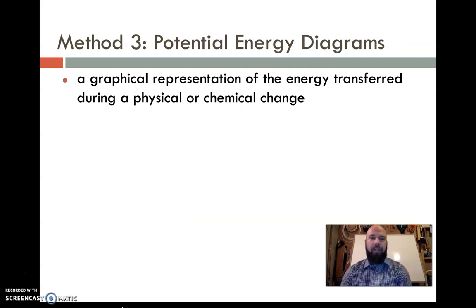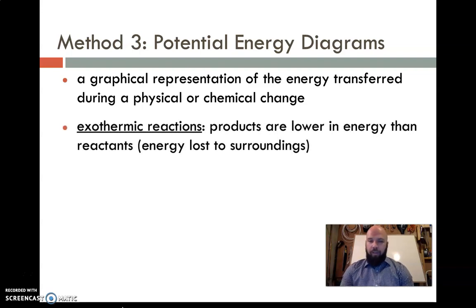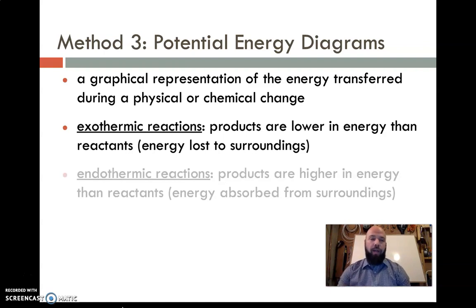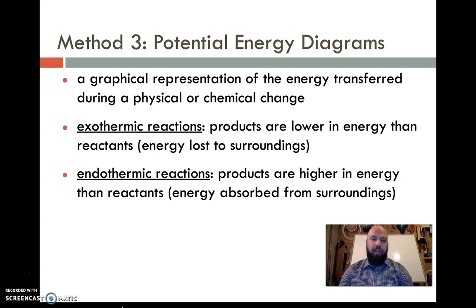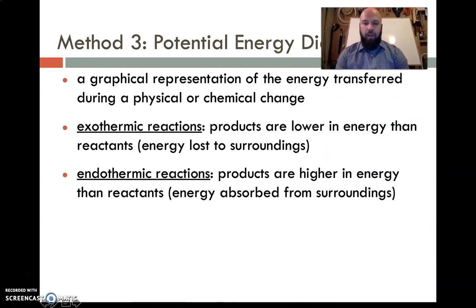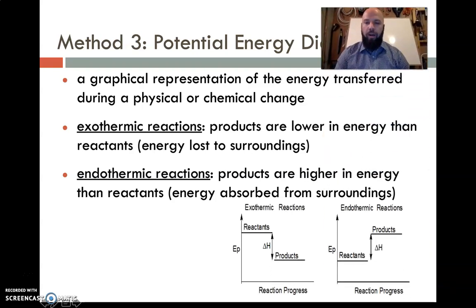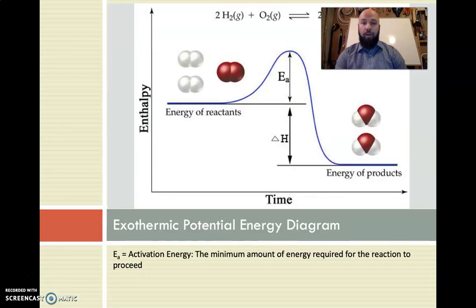A third method is using a potential energy diagram. So this is a graphical representation of the energy transfer. In exothermic reactions, you're going to have the products lower in energy, and in endothermic reactions, you're going to have the products higher in energy, because energy has been gained or lost by the system. Some examples are shown here, where you just show the start and stop levels. There's no actual full progress of the reaction shown in those examples, whereas here, you see the activation energy.